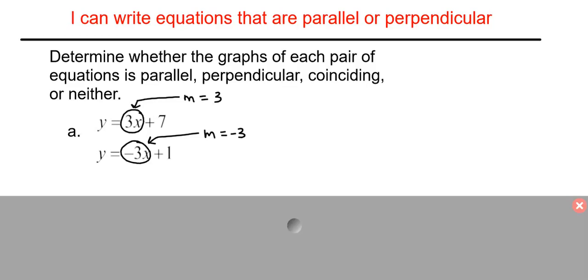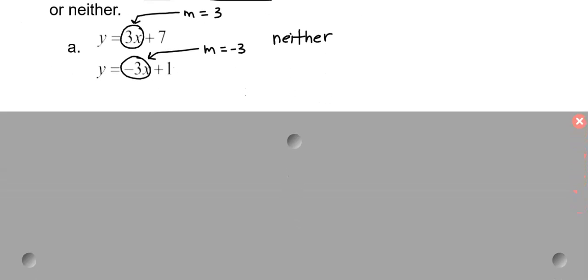We have opposites, one is 3 and one is -3, but we don't have the reciprocal thing going on. If it was going to be reciprocal, our -3 would be -1/3, not -3. Okay? So we went through the 3 possibilities: parallel, nope; perpendicular, nope; coinciding, nope. So in this case, these 2 equations are neither one of those things, or none of those things, I guess.